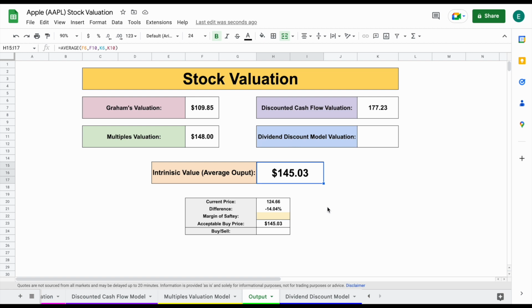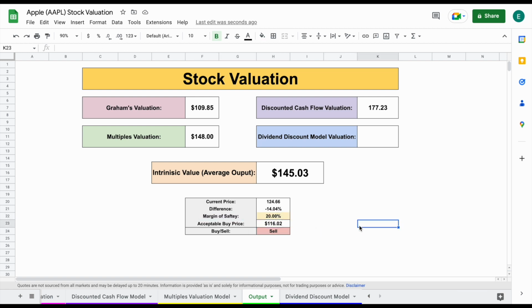Now, as a value dividend investor, we do always want to apply a margin of safety. So let's say we apply a 20% margin of safety. In this scenario, our acceptable buy price for this company is around $116.02 per share, meaning it's getting very close to being in that acceptable buy range. But obviously that's going to depend on your margin of safety.